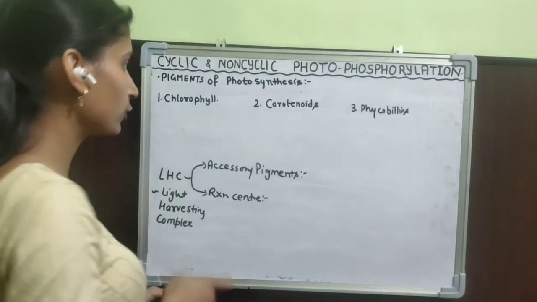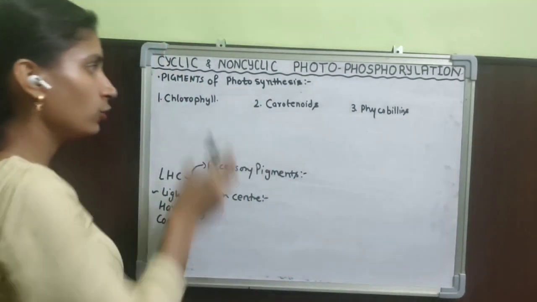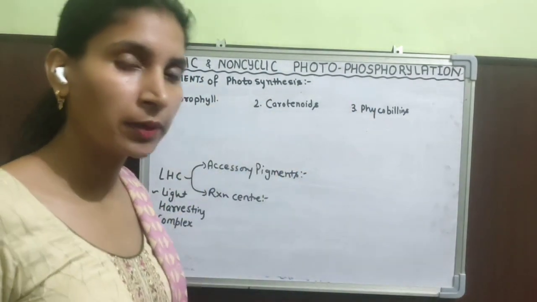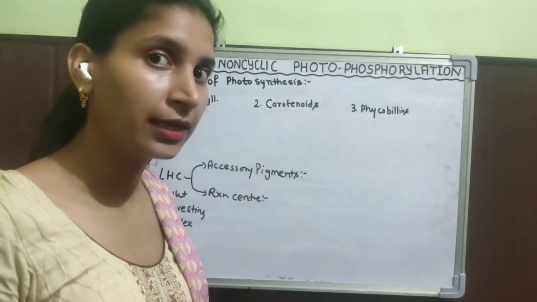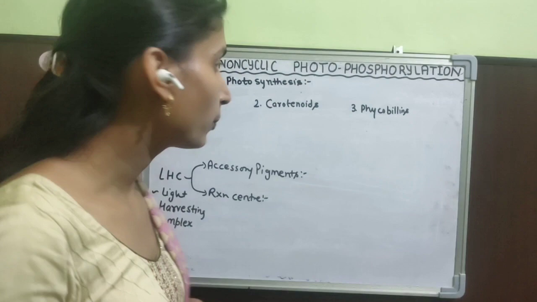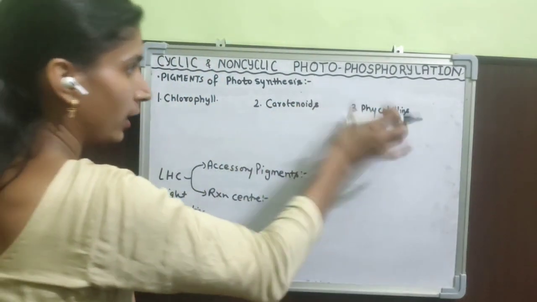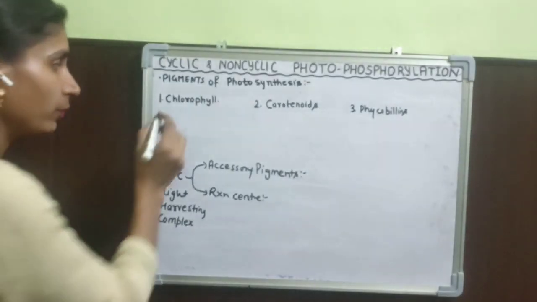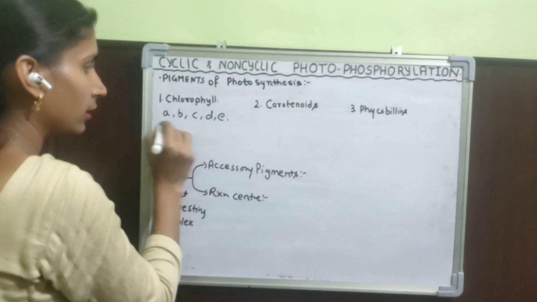The pigments of photosynthesis are chlorophyll, carotenoid, and phycobilin. These three pigments, which are found on the membrane of the thylakoids, form the trapping system for sunlight to perform this process, called photosynthesis. So: chlorophyll, carotenoid and phycobilin. Chlorophyll is of five types, that is A, B, C, D and E.